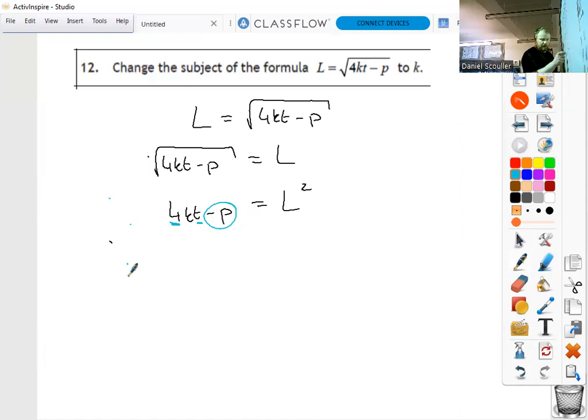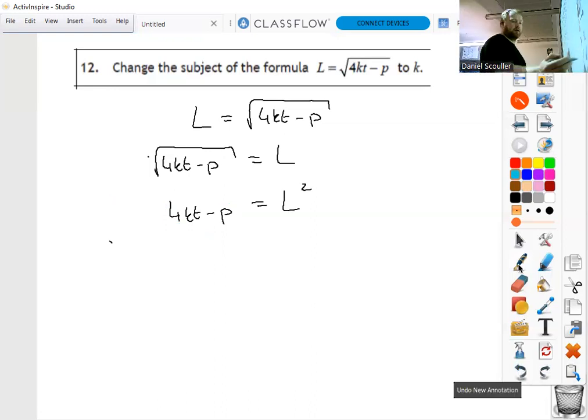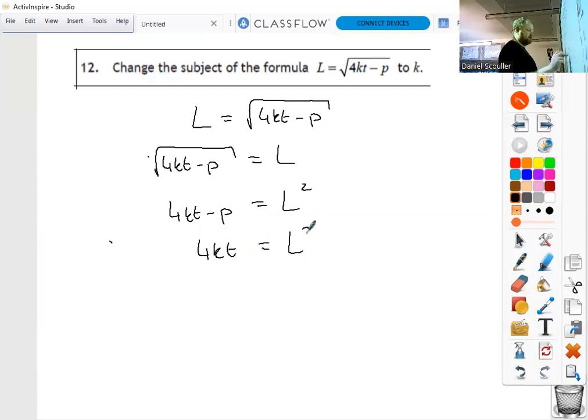We have to get rid of that minus p because it's doing something completely different to that k term. So because the 4 and the t only affect that k term, we have to get rid of that p term first. That minus p affects everything there. So that minus p is the next part that comes across. So we're left with 4kt equals L squared, and that minus becomes a positive plus p.